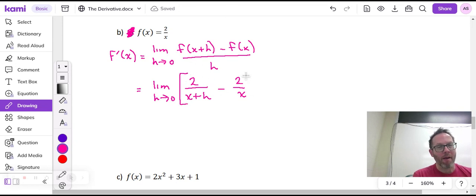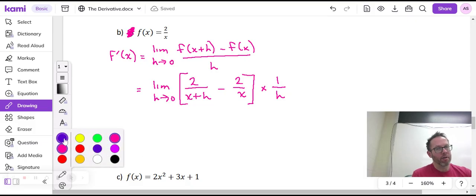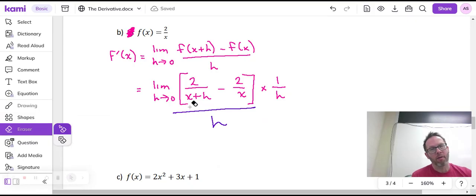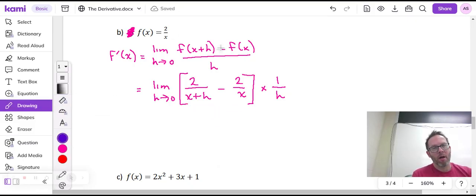I would rather myself, instead of dividing by h, write off to the right times 1 over h. To me, it just saves space and it looks cleaner. If you want to write everything over h, then you can do that. There's nothing wrong with that. It doesn't work for me, so that's why I write times 1 over h to the side. But as you guys know, I'm not your dad, so you can do what you want.